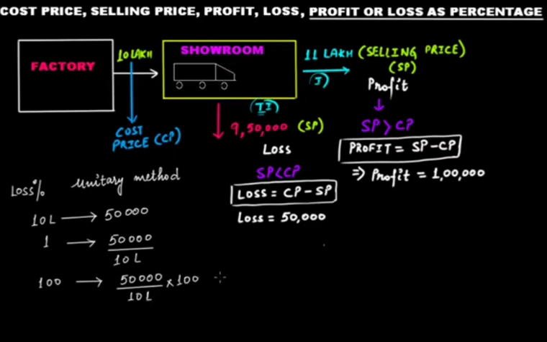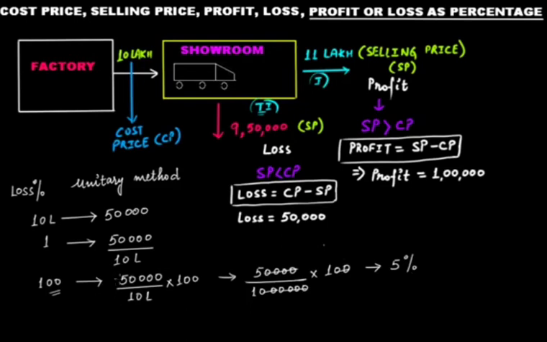If you solve it, let's solve this. So this is 50,000 over 10 lakh times 100. So this 4 gone, this 2 gone, right? So the loss incurred is how much? It is 5 and the symbol percent, because we have calculated for the value 100. Per 100 is the loss percentage. So 5%.